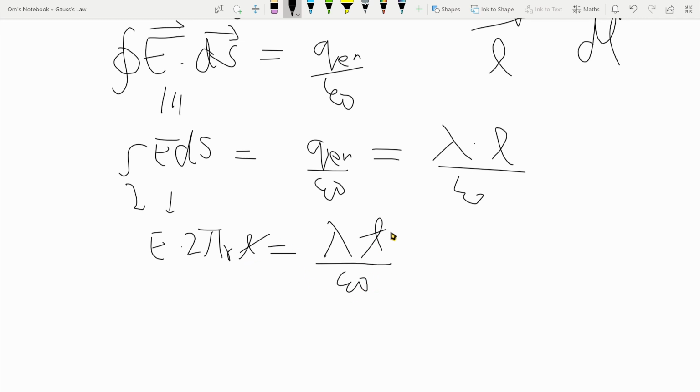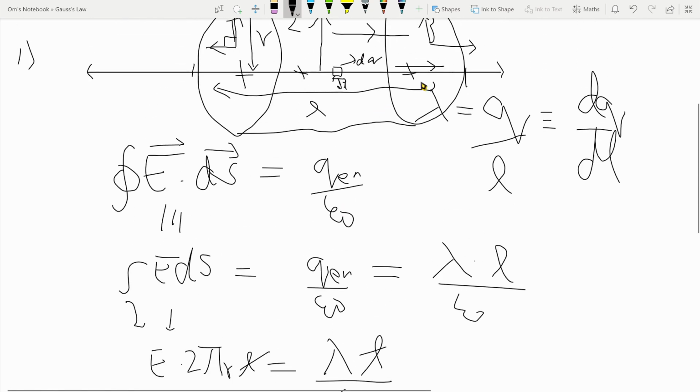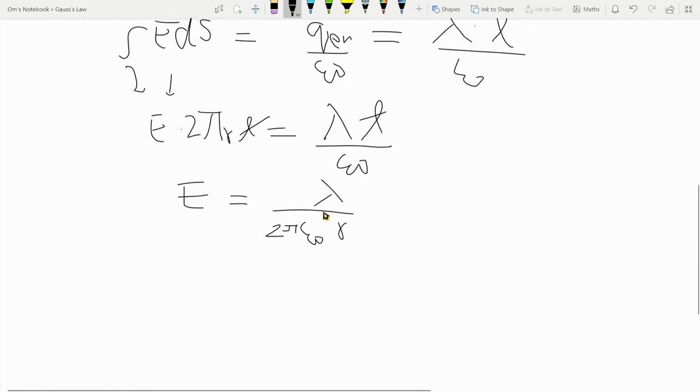So this and this cancel, and so you can see that E is equal to lambda by 2 pi epsilon naught R. So it's actually independent of the length of the cylinder that you consider. Moreover, it's inversely proportional to the radius. So upon contrasting this with the electric field due to a point charge, you'll find that this is only inversely proportional to R, whereas due to a point charge, the field is inversely proportional to the square of the radius. It's an inverse square law. Moreover, even though we had an infinite amount of charge, you'll find that the electric field is a finite value. So that's also something that's pretty interesting.